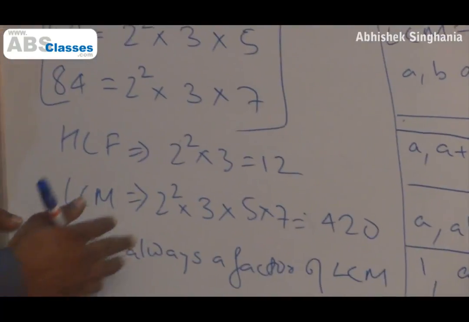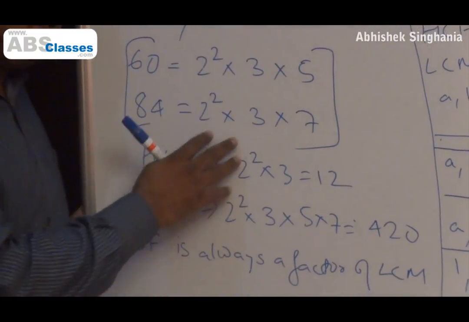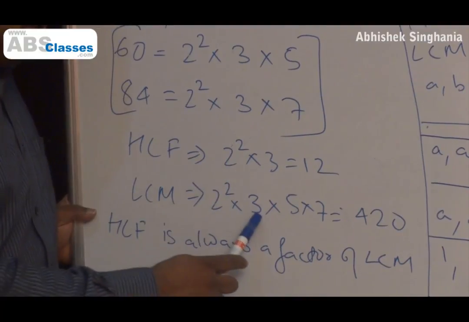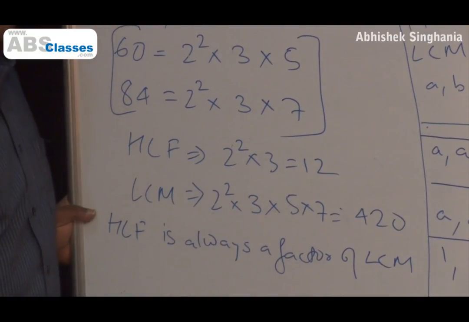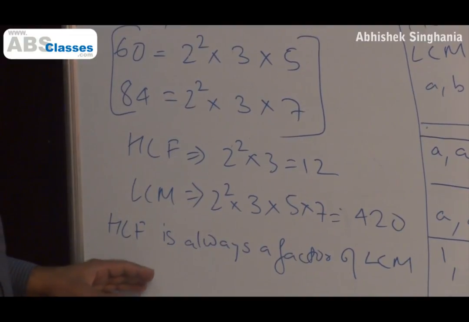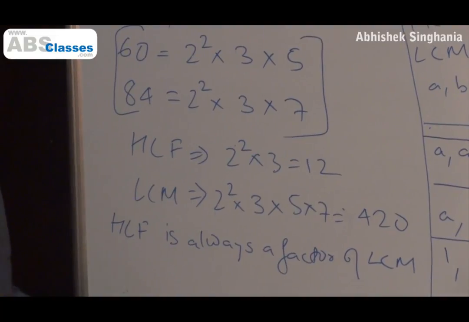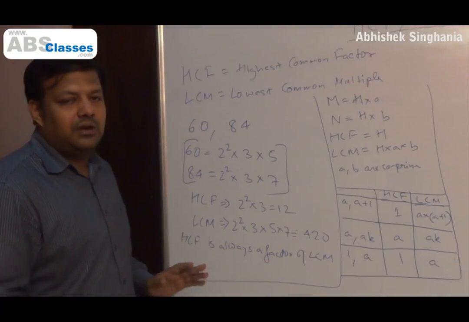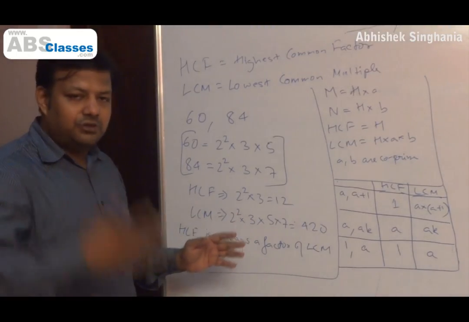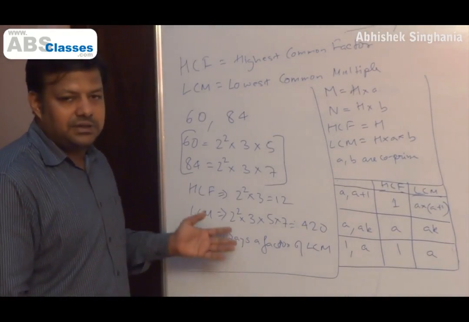Another way to look at it is, LCM is HCF into whatever is left. Okay? Now, which also means that LCM will always be a multiple of HCF, and HCF is always a factor of LCM. You cannot have a case where HCF is 10 and LCM is 25. LCM has to be a multiple of HCF, as we can see from this example also.